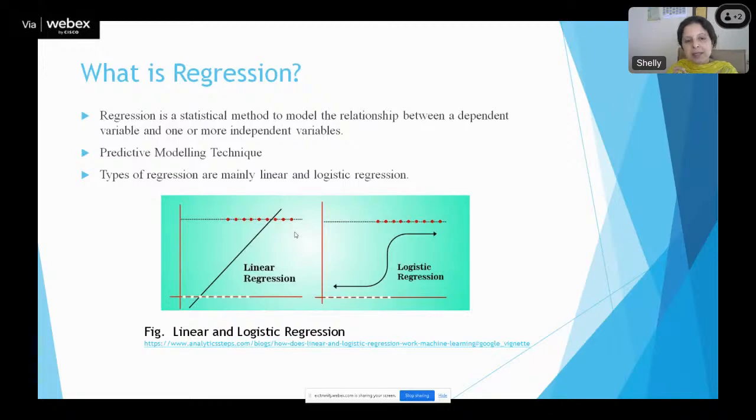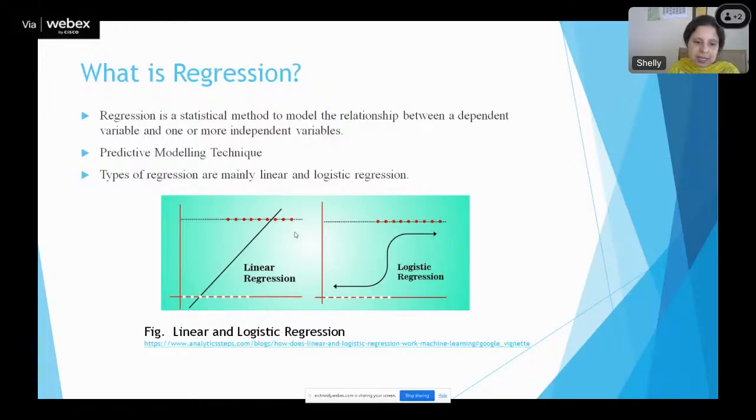For example, in the figure, you might see that there is something shown as a linear regression and another thing shown as a logistic regression. Since you have already covered the lecture on linear regression, I'll simply give you a glance of the linear regression and then take you forward towards the logistic regression. So I'll start with the linear regression.